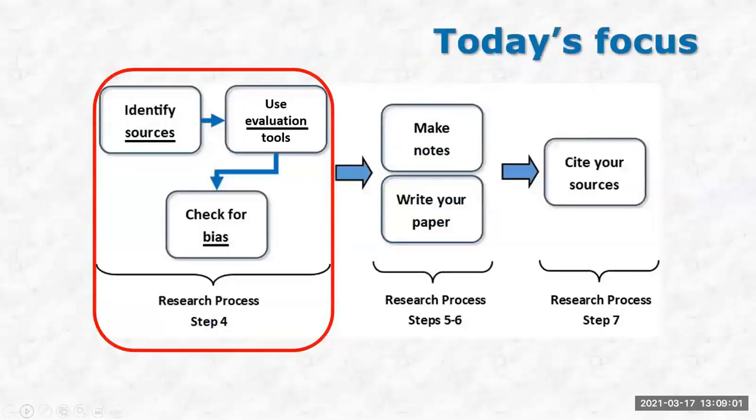And here's a graphic to help you better understand where we stand. Today's focus is going to be on how to identify the sources that you're going to consider using for your assignments and research needs, and how to evaluate them and check for biases. You can see steps 5 through 7 at our next workshop.